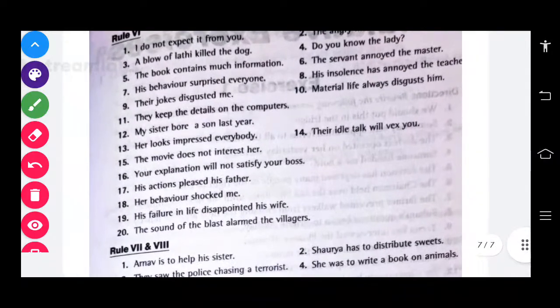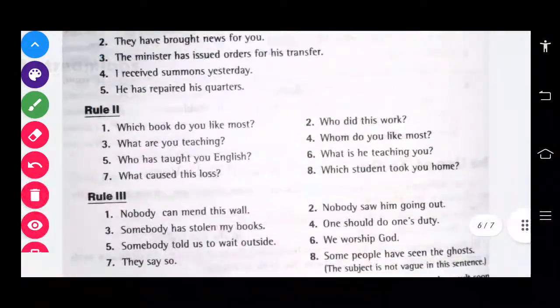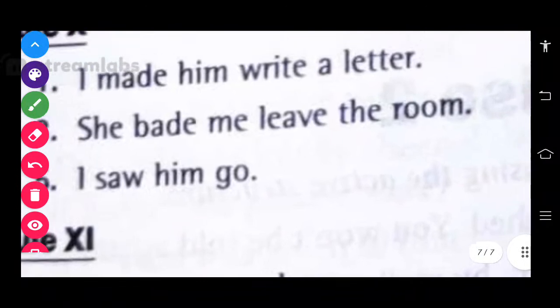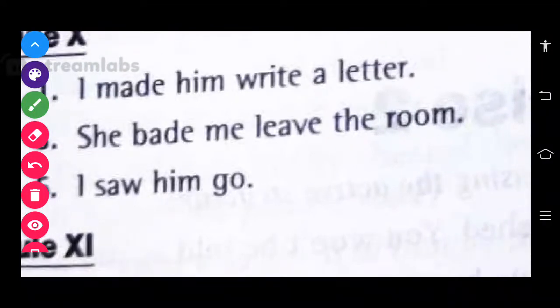Now I'll give you some more examples. Look at the sentence: I made him write a letter. What is the correct answer? Regarding could have, I'll ask could have, should have, would have, might have. These all things I'll give you. Then what is the correct answer for this? Tell me. I made him write a letter.